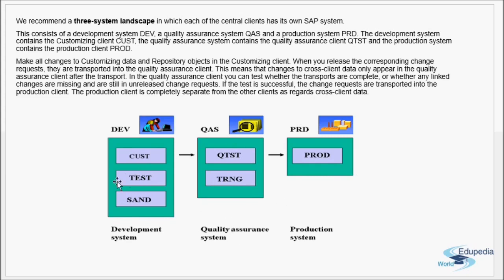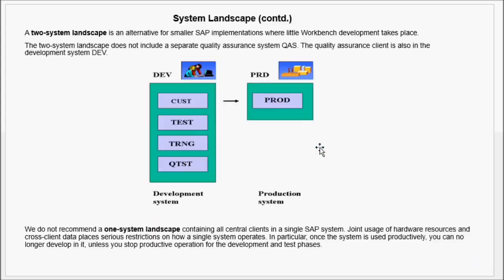So this is a 3 system landscape, and these 3 systems are connected. This is nothing but a subsystem group. So I have grouped these 3 systems and assigned different client roles to each of them. We develop the changes here, we move it, we test them here, and finally we move and put them into the production system.